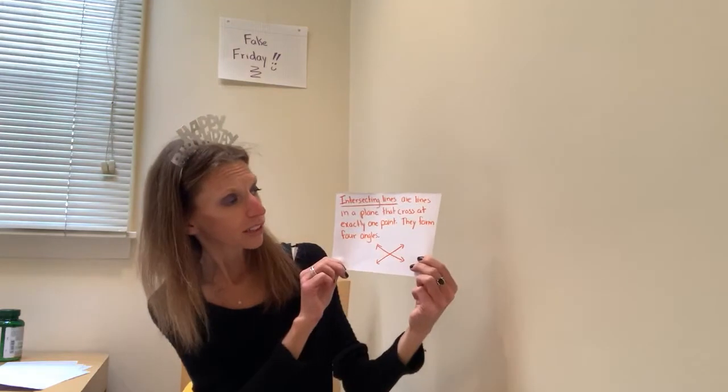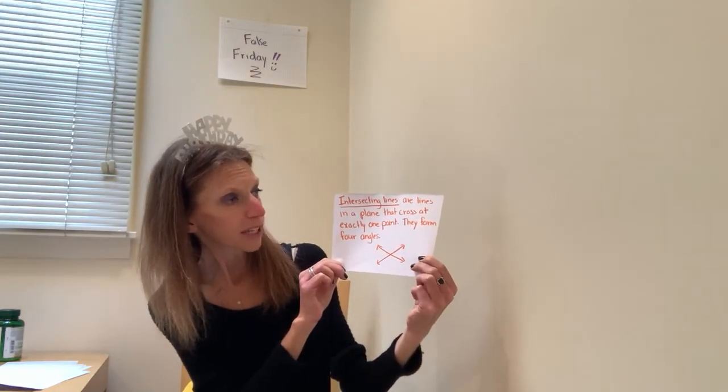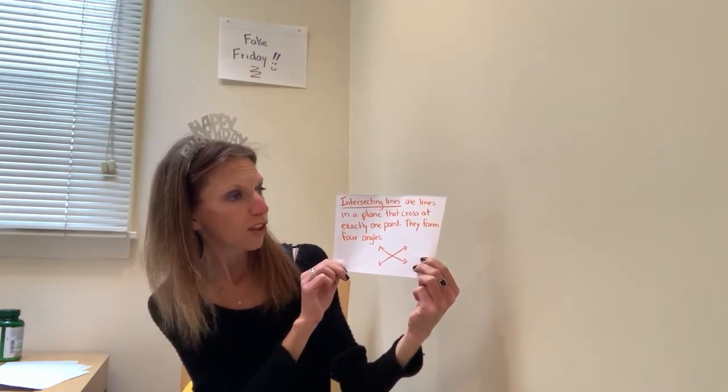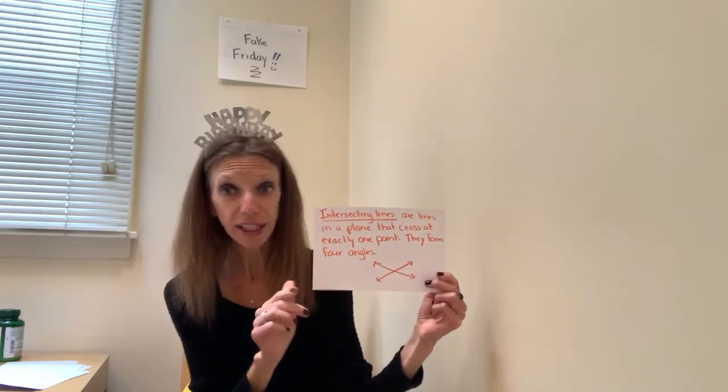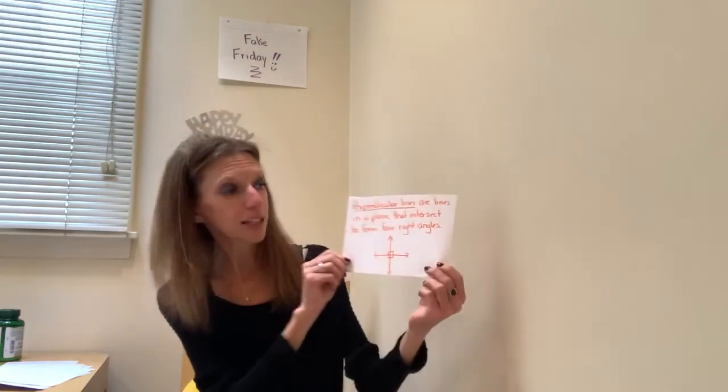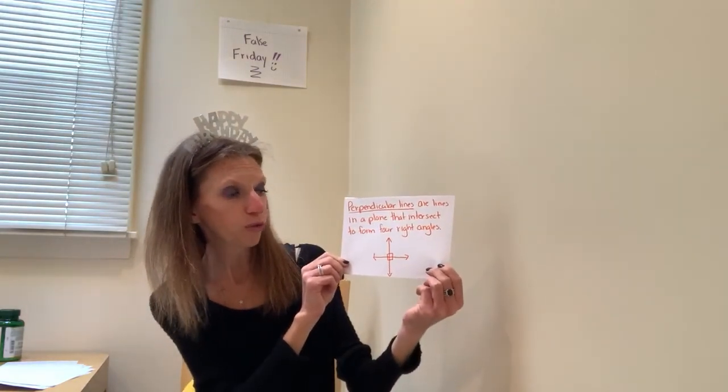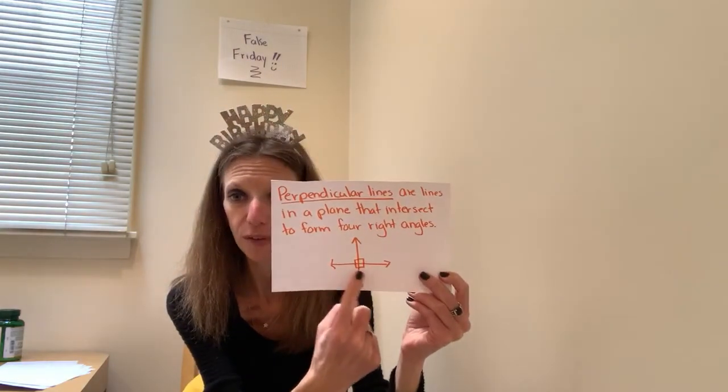So we have intersecting lines. So intersecting lines are lines in a plane that cross at exactly 1 point. They form 4 angles, not right angles, just angles. Now perpendicular lines are lines in a plane that intersect to form 4 right angles. We could see the right angles with the little squares drawn.